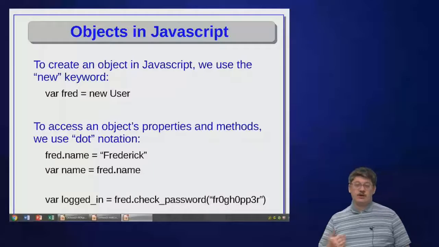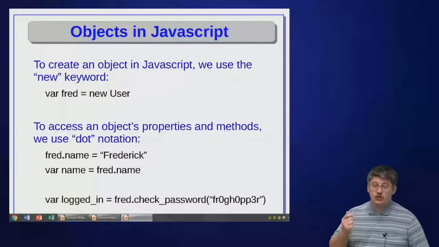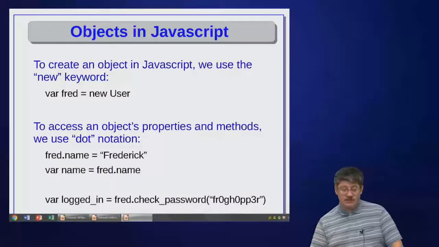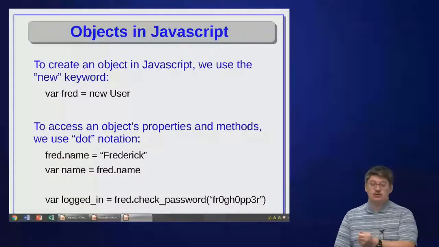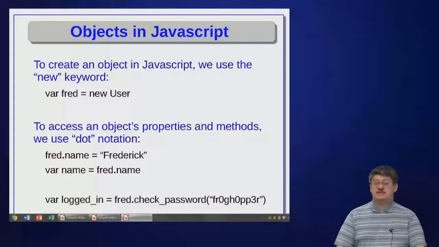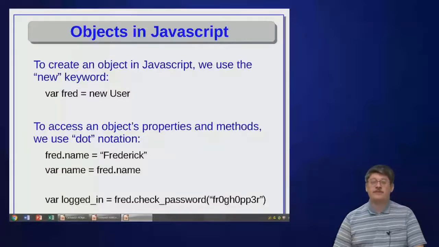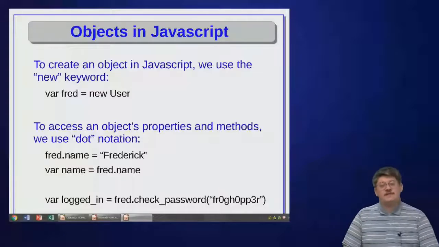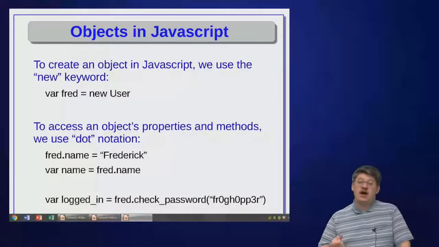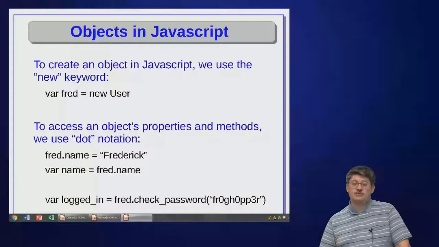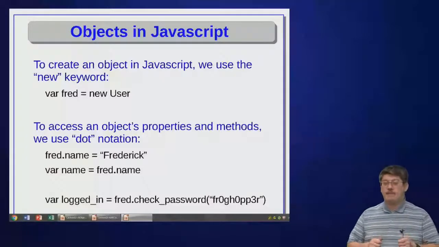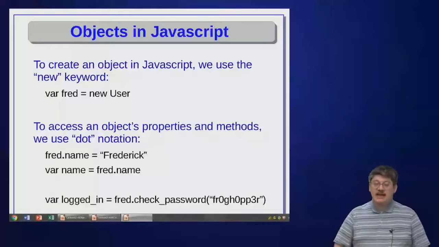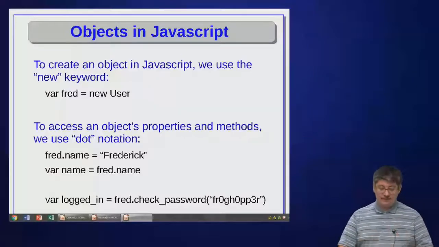So if we want to create an object in JavaScript, we use the new keyword, just like you would in Java or C++. So for example, I can say var Fred equals new user. And what will happen is that JavaScript will look for a constructor function named user, and it will run that function, and that function will return a user object, and that user object will be named Fred. So basically, it's making a copy of the user prototype, and it's naming that copy Fred.